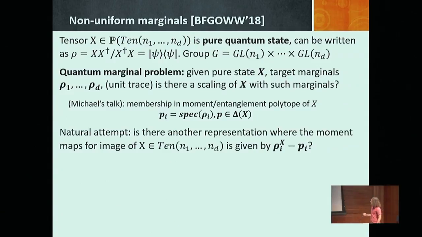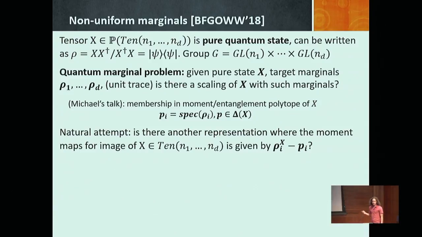Nothing new here. And what is the natural attempt here? We've been for 50 minutes now talking about scaling algorithms to uniform marginals, and now we throw in different marginals. So is there another representation where the moment map for the image of X is given by exactly rho i, the marginals of X, minus these pi's? Let's just reduce to the problem that we know how to solve and love. So, okay, and how do we do this?